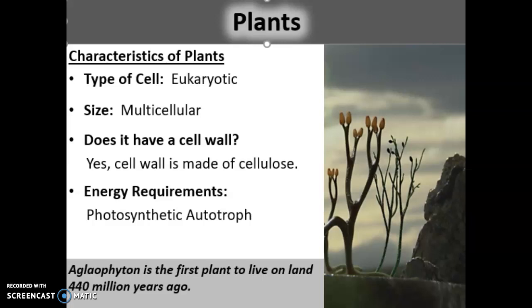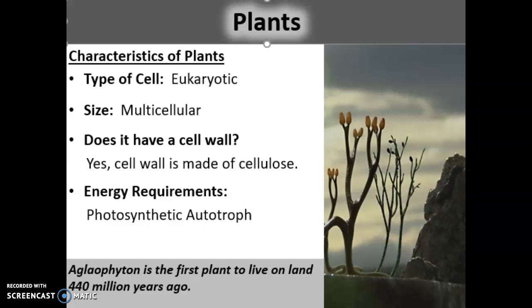About 440 million years ago, the plant that we see here pictured on the right, called Aglophyton, had evolved to live on dry land. And this is considered to be one of the first plants. Remember, before this time, all life lived in the ocean in the form of bacteria or protists after them. Right? And Aglophyton represents very, very early plants.